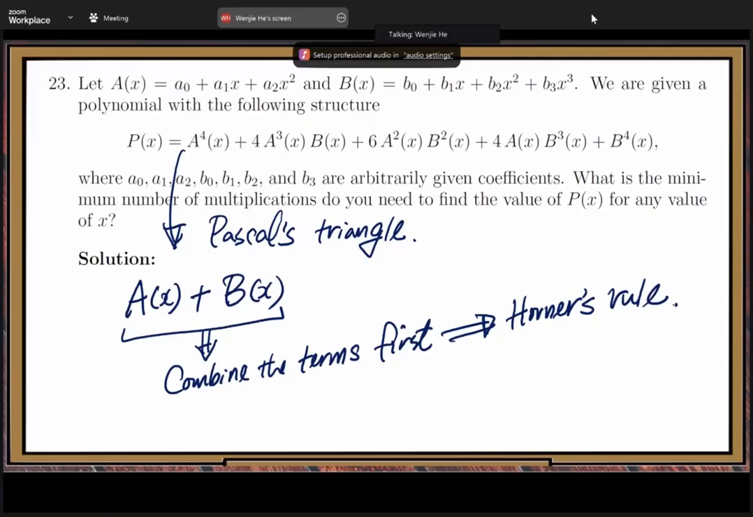Okay? So you need to use all these techniques we have learned so far to solve these problems. Otherwise, if you do not use these techniques, you will use many more multiplications than necessary. Okay? All right. Last two questions.